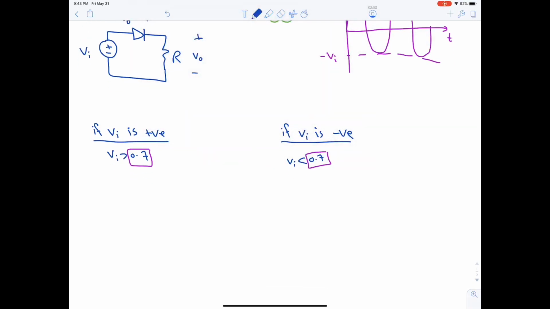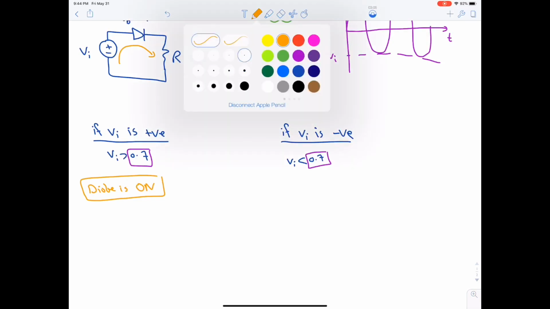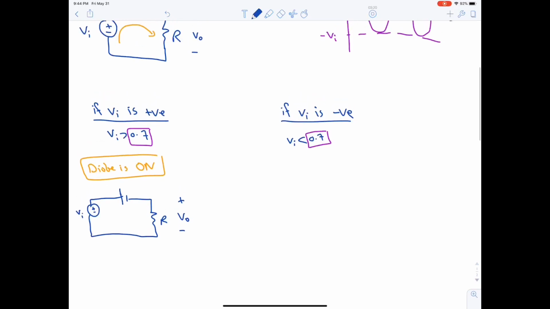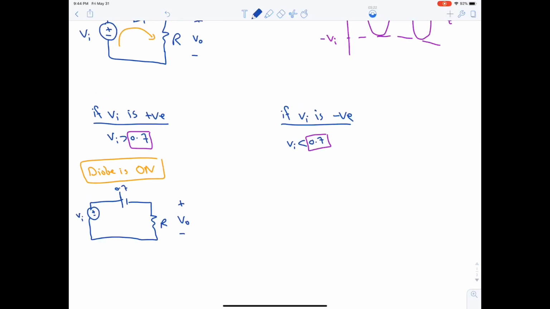Let's continue. If Vi is positive, the current is moving clockwise. Hence, the diode is on. If the diode is on, then it will be replaced with a voltage source. So the circuit will be like this: positive, negative, Vi, a voltage source, and a resistance. This is the output, and the voltage source is the DC diode source, which is 0.7.